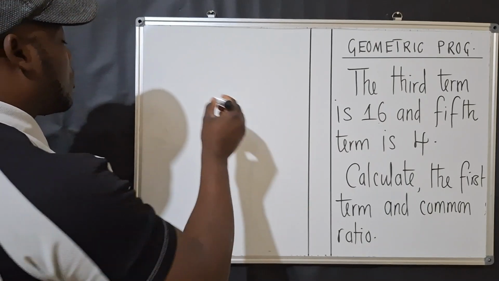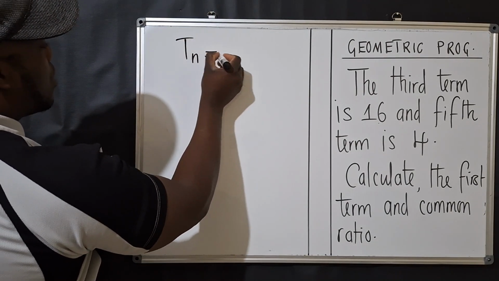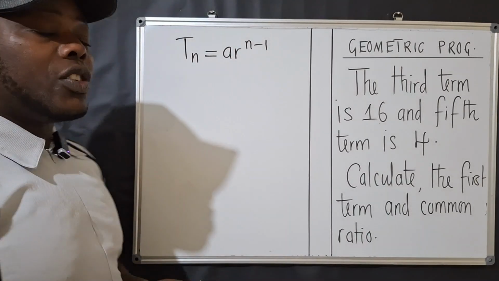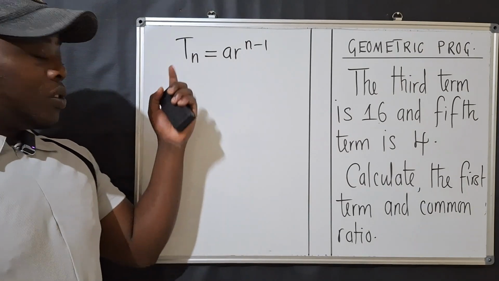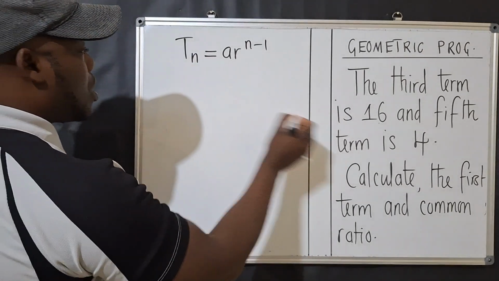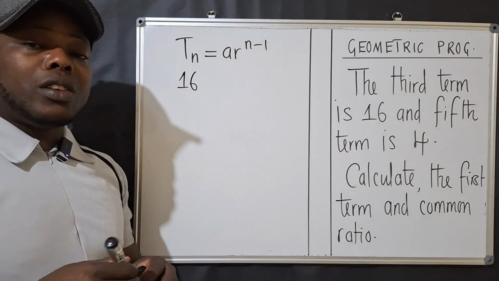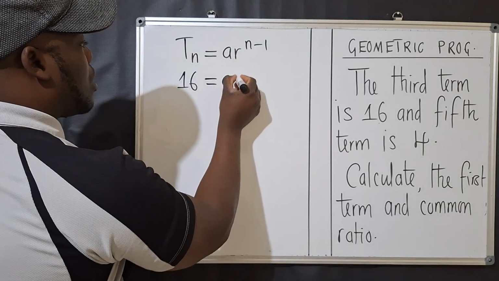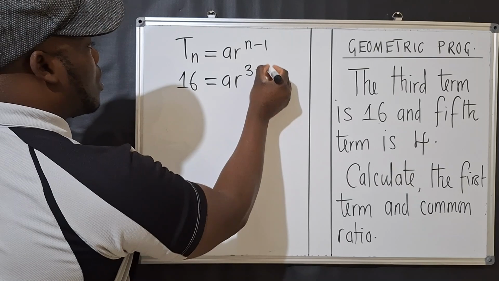So we're going to say, nth term formula right here. This is the formula under geometric progression. Whenever you want to find a term, you use this formula. So now out of this formula, you're going to get 16. You write it here where there is T subscript n, and then you say equal to a r, here it will be 3 minus 1.